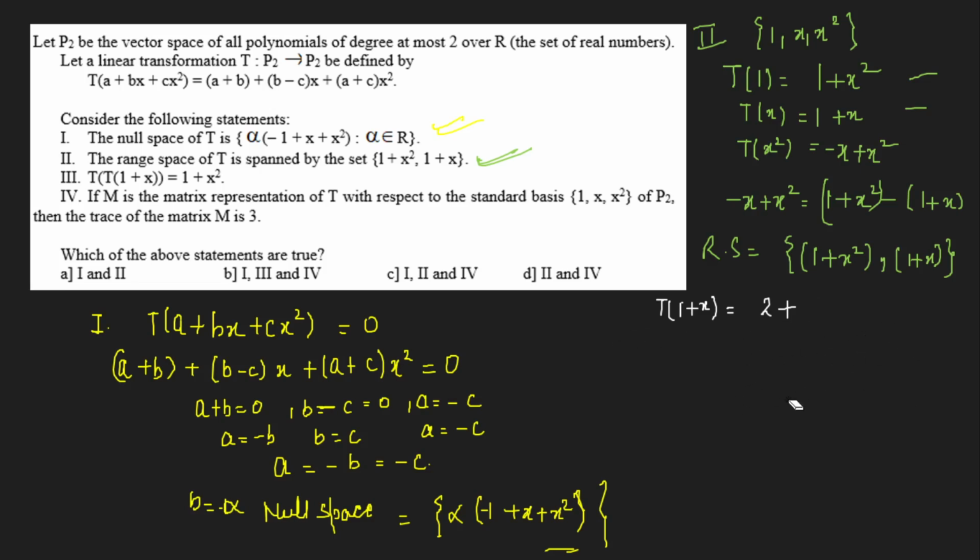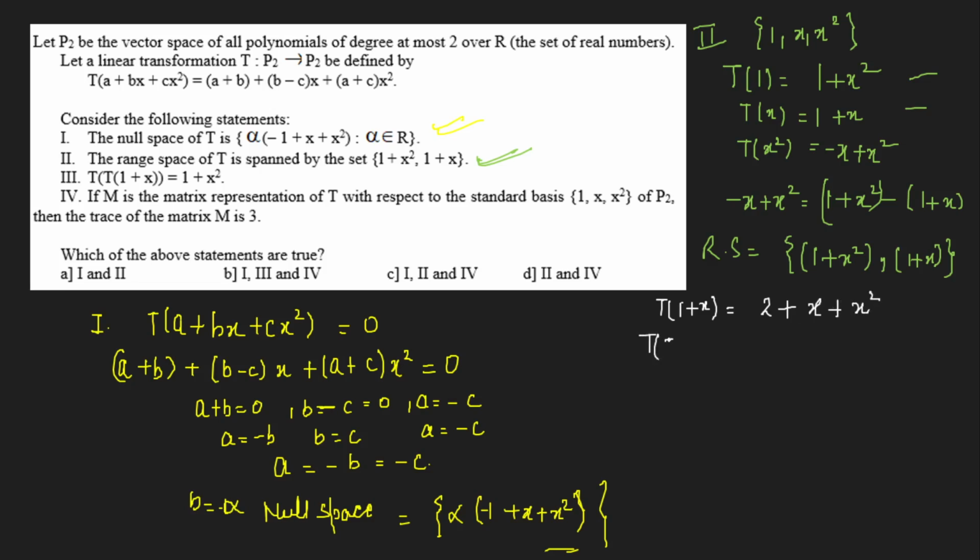Let's solve it again because I'm finding one error in solving. Okay, T of 1 plus x. Here a is equal to 1 and b is equal to 1. What would we get? I'll get b minus c, that means 1 minus 0, that means x. And then a plus c, that means x square.